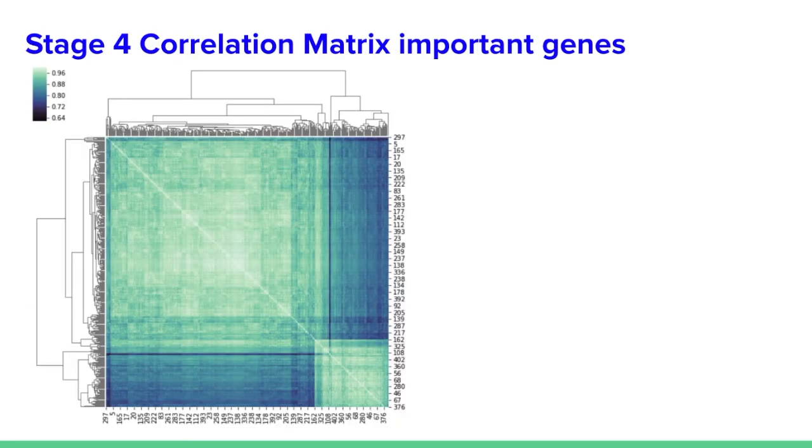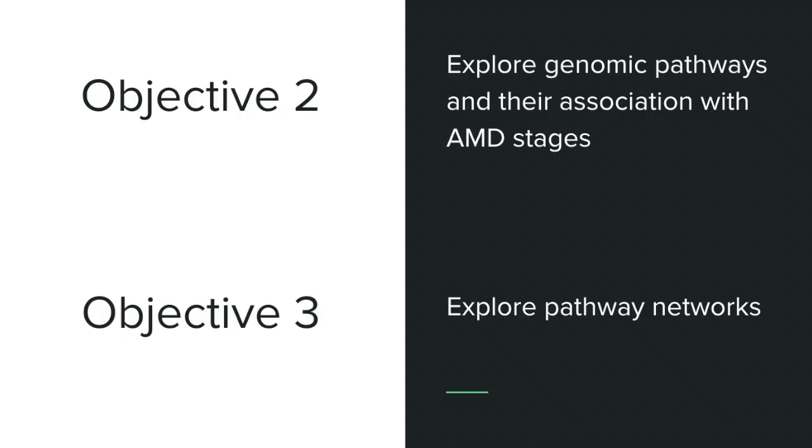We also looked at a correlation matrix of 40 important genes in stage 4 to see if genes are correlated to each other. Most genes have a correlation coefficient above 0.8, and this is another challenge that the model could not choose genes that are independent of each other. With these challenges, we explore genomic pathways and their association with AMD stages, as well as pathway networks.